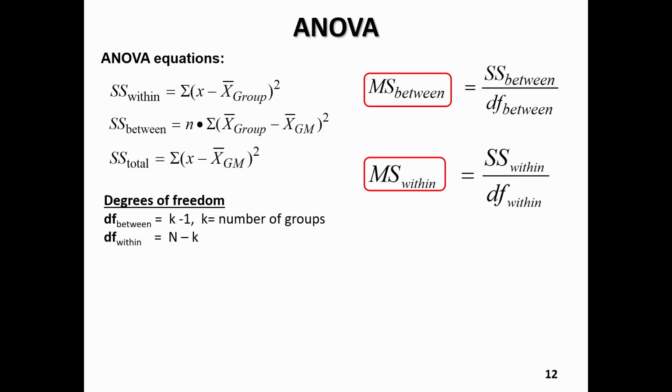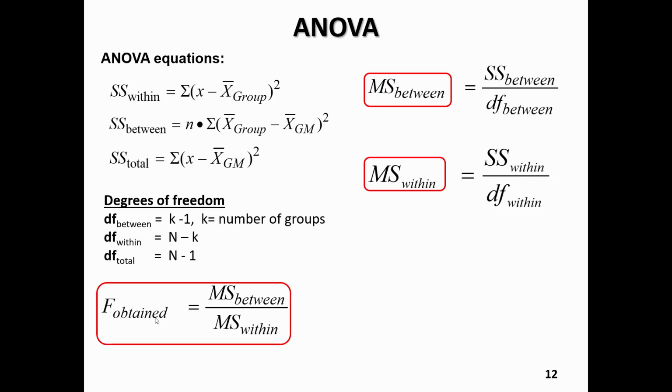The degrees of freedom within is N minus k, where this is capital letter N, which indicates the overall sample size, not the number between groups. We used lowercase n for that, but the uppercase N is the total number of businesses in our sample. Subtract the number of groups, and the degrees of freedom total is the total number of units, of cases, minus 1. And we do this to work towards calculating the F obtained, which is our very important test statistic.